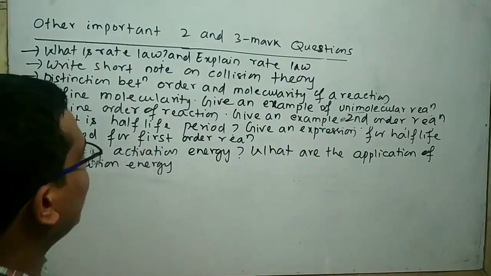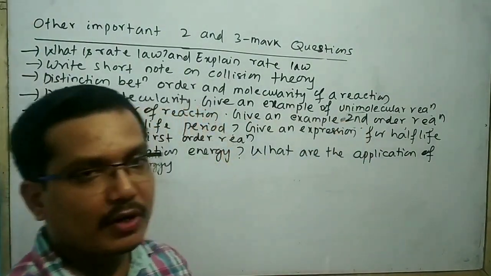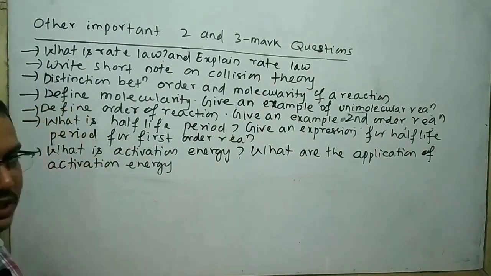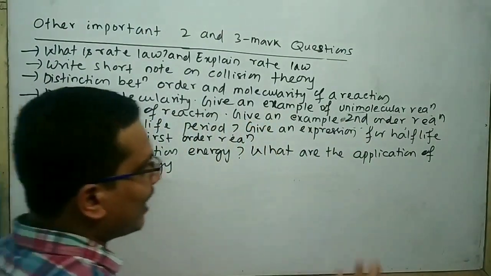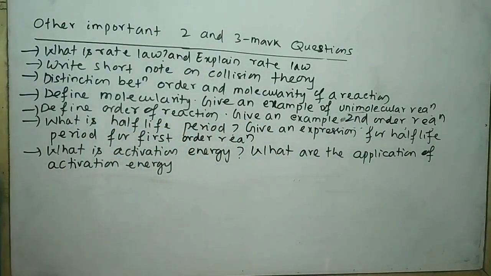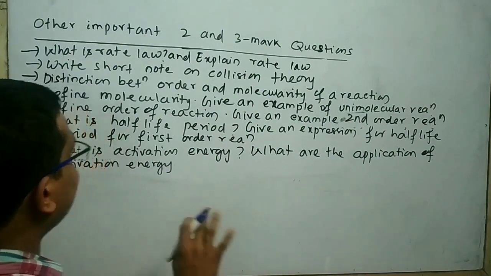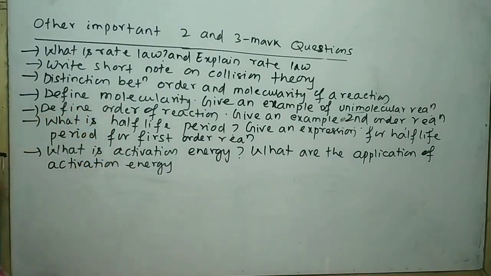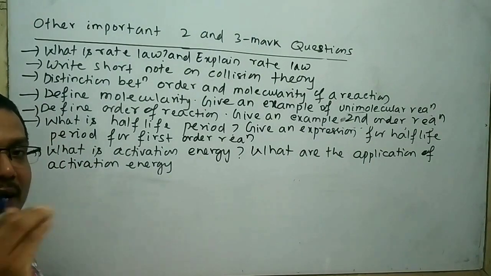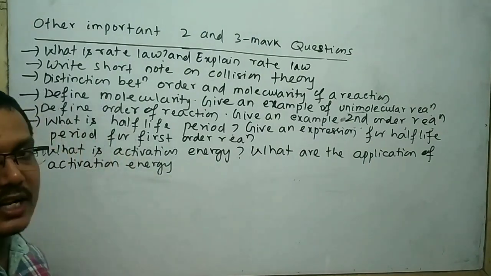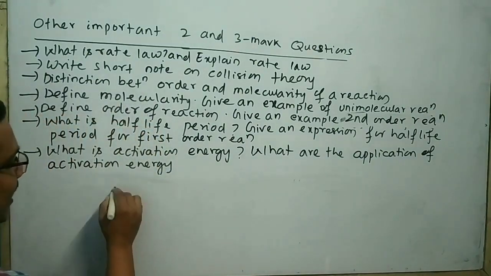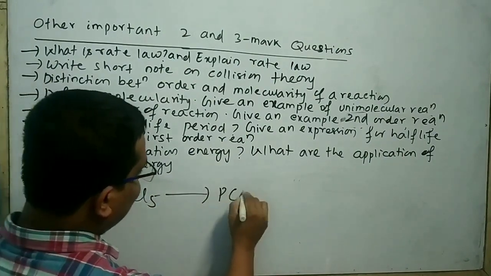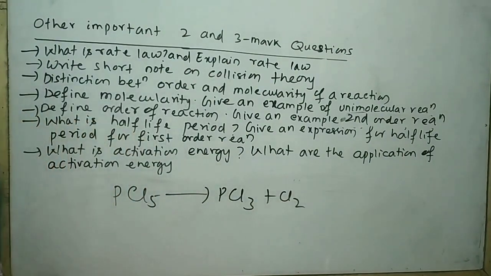Next question is define molecularity and give an example of a unimolecular reaction. Sometimes the question also asks to define molecularity and give an example of a bimolecular reaction, or the question will ask about a trimolecular reaction, like that. Molecularity means the number of reactant molecules taking part in the single step reaction. That is the definition of molecularity. Suppose I think about an example of a unimolecular reaction, then I can give PCl5 gives PCl3 plus Cl2. This is a unimolecular reaction.